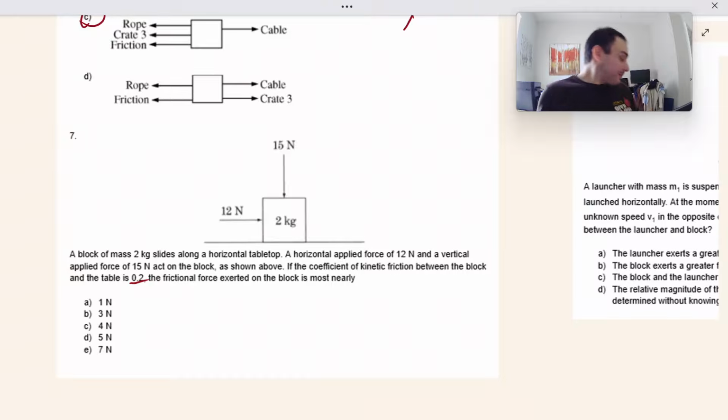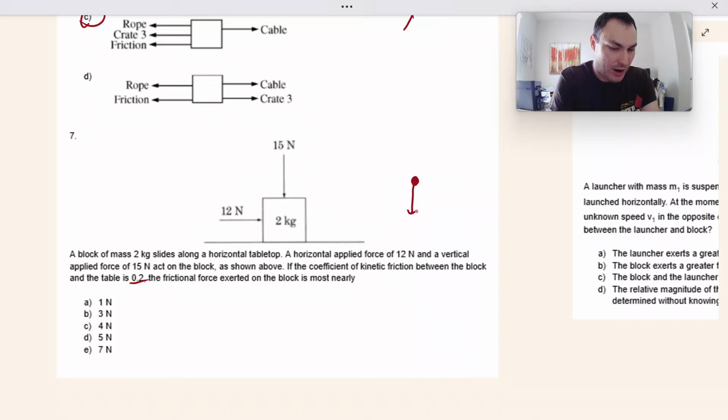Okay, I don't have a calculator. Now I have a calculator. All right, first step, let's look at a free body diagram. I'll do it up here.